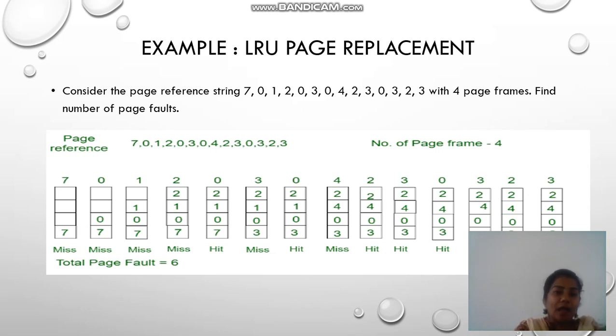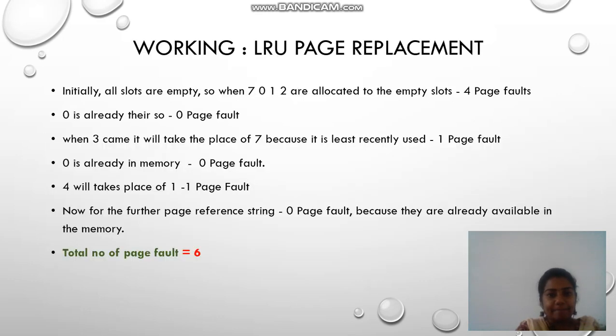So, concluding on least recently used, we have to check the previous strings. The strings we used very recently, we cannot replace. A string which was used long ago has to be replaced immediately. So this concept is called the least recently used page replacement algorithm.